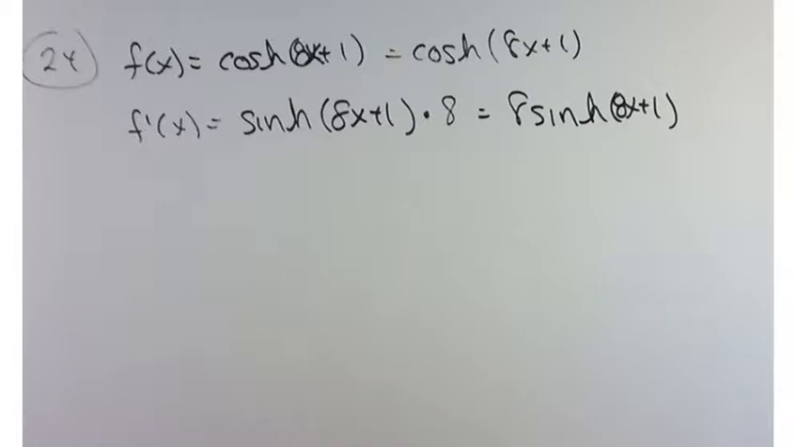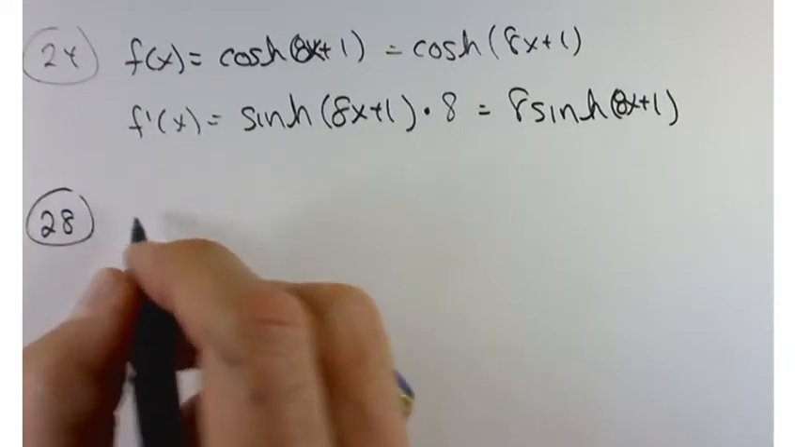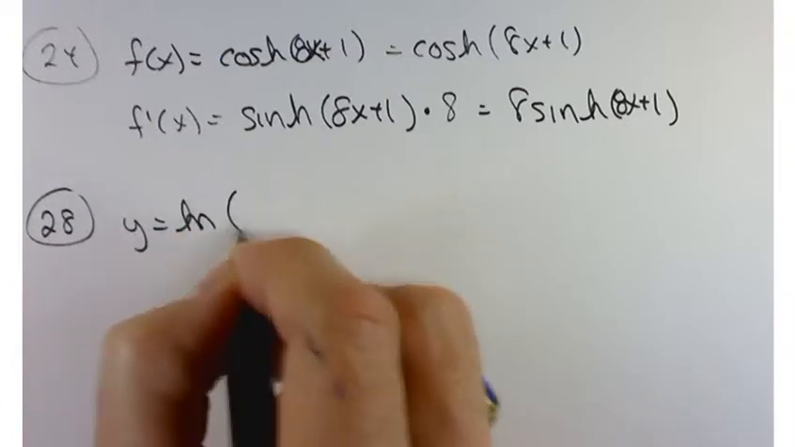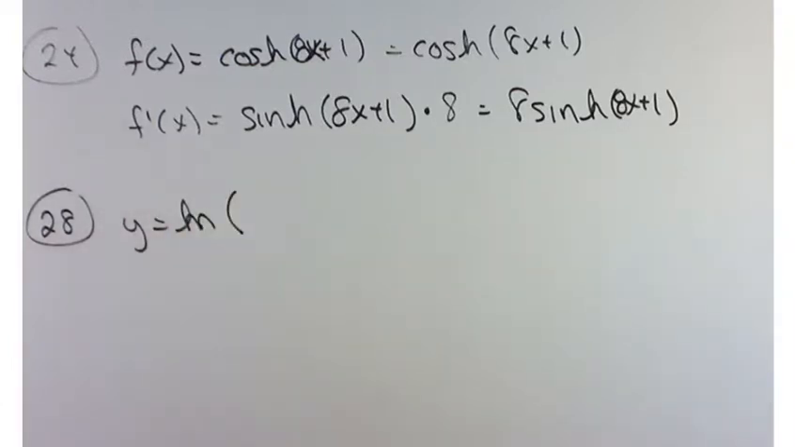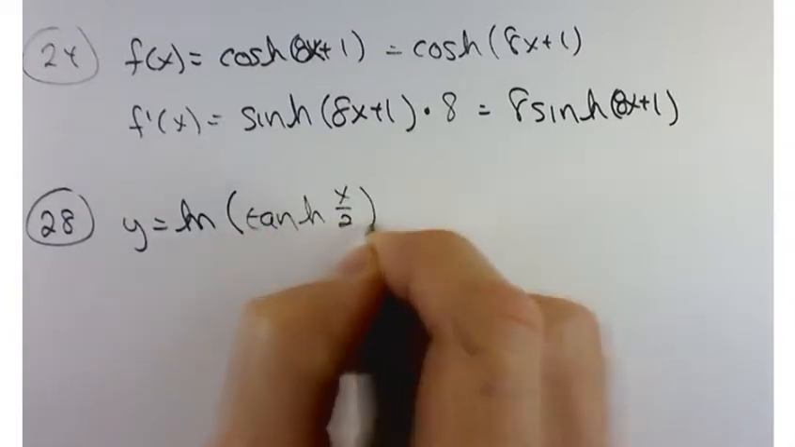All right. Problem number 28. Y equals the ln of hyperbolic tangent of x over 2.